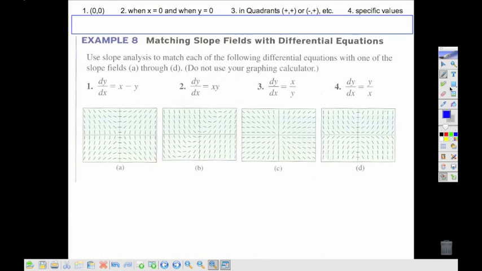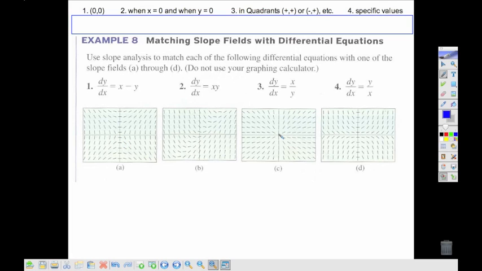Okay, the next problem will be matching slope fields with differential equations. When we're matching slope fields, the best way to do it is use elimination. Start with some easy things that we can look at first and see if we can eliminate stuff rather than calculating all of these points that we have. Maybe one way that we could start is just by looking at (0, 0).